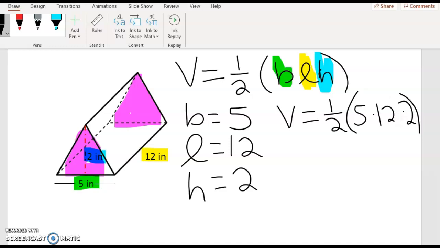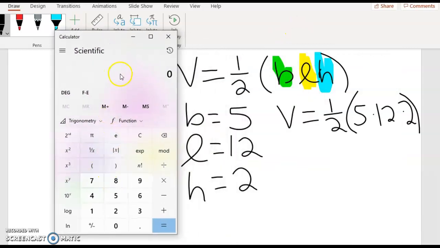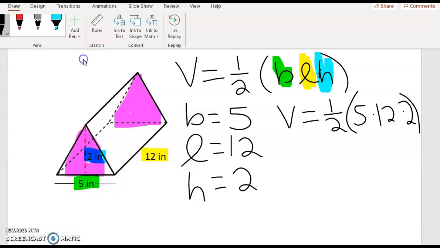Now, if you like to do multiplication in your head, go for it. Otherwise, pull up a calculator. If you use the scientific calculator on Desmos, or any calculator that you have, just make sure that when we do this 1/2 right here, you use your parentheses. So you're going to do parentheses 1 divided by 2 for 1/2, times 5 times 12 times 2. And that's going to give us 60. So our answer to this, and since it's measured in inches, we can see that the volume is going to be 60 cubic inches, or inches cubed.